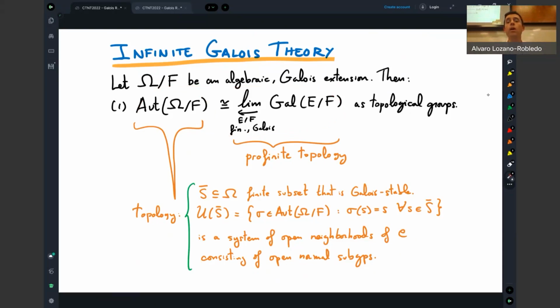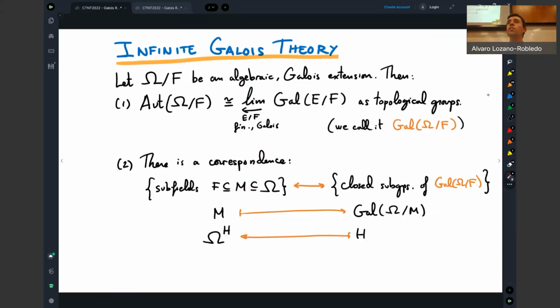Now, infinite Galois theory tells you that there is a correspondence between the subfields, the intermediary subfields, and closed subgroups of the Galois group as follows. A field M goes to the Galois group of omega over M, and a subgroup H goes to the fixed field, the field fixed by H. All right, let me just do one example.